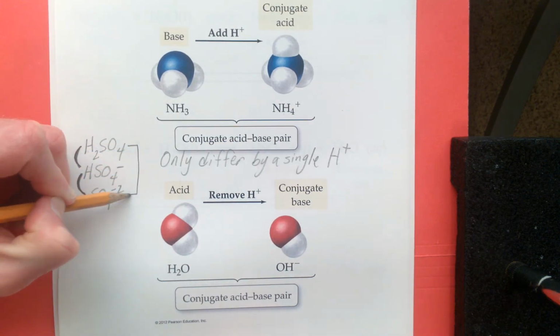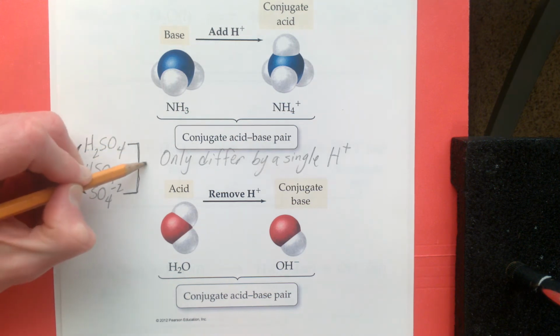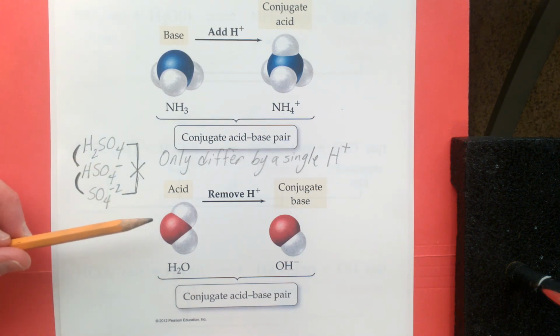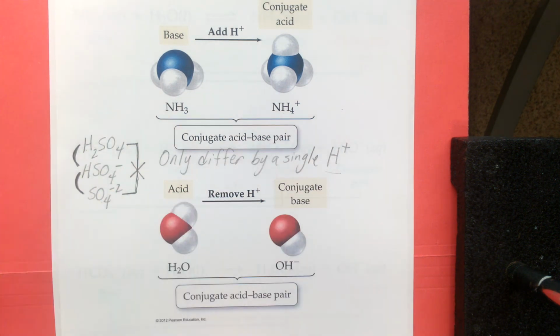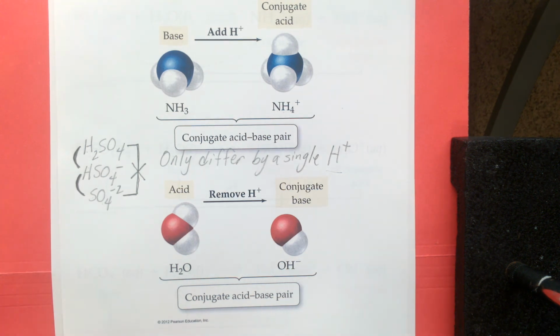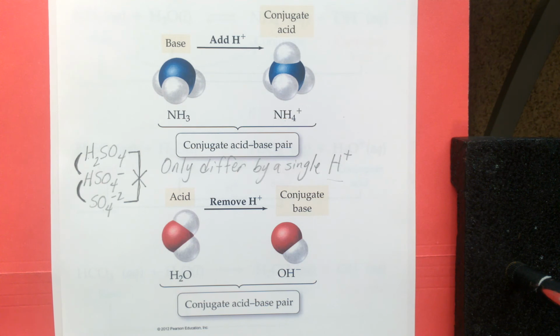This right here is not a conjugate acid-base pair. They do not differ by a single proton, they differ by two protons. A conjugate acid-base pair will only differ by a single proton, a single H plus ion. So in Bronsted-Lowry acid-base theory, one of the important concepts to understand is conjugate acids and bases and how they relate, and how they themselves can continue the reaction and influence the final pH value of your solution.